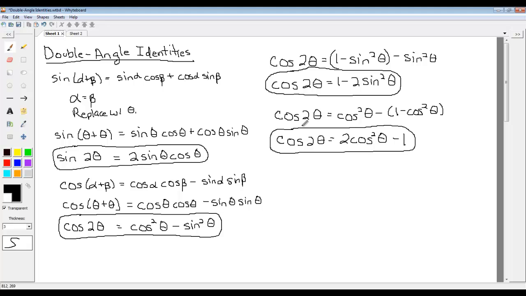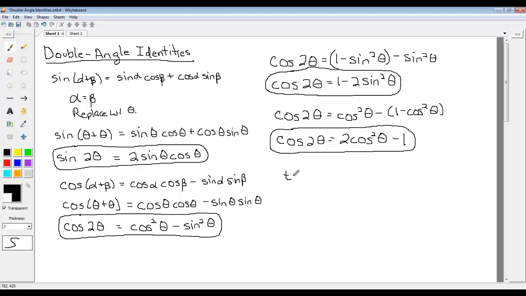We got a bunch of them. So we got sine of 2 theta is 2 sine cosine. Then for cosine 2 theta, we got a couple of variations. You can get the cosine squared minus sine squared, but then you can vary it by replacing with that Pythagorean identity.